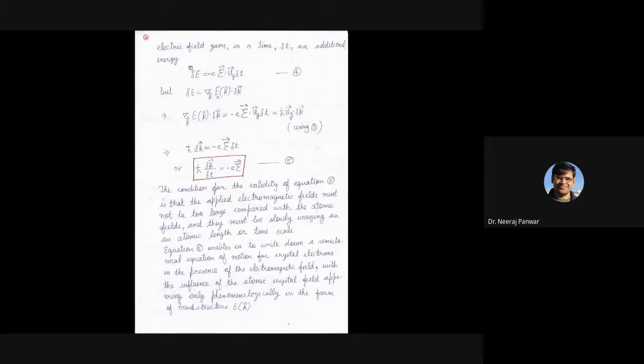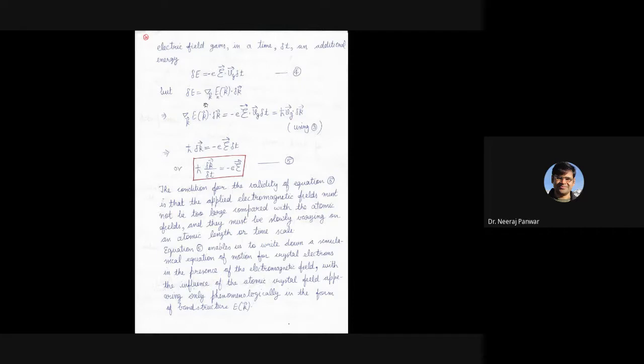I hope you can understand this relation. It is very simple. Minus E, the electric field, gives us the force, and it is Vg times del T, which is nothing but displacement. So force into displacement is work or energy. That's why we have this relation.